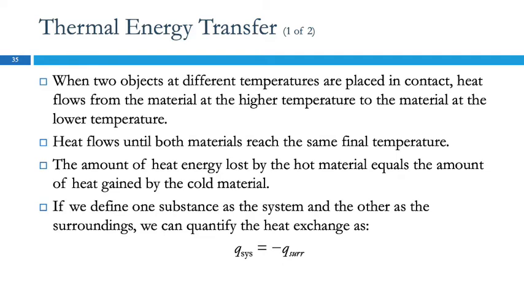Okay, so if we have two objects at different temperatures and they're touching each other, heat will flow from the hotter one to the colder one, right? Until they reach the same final temperature. The amount of heat lost by the hot material is the amount of heat gained by the cold material. So we can define one of those things as the system and the others as the surroundings. And so we can say that Q for the system, whether it's positive or negative, is equal to -1 times Q for the surroundings. If you took absolute magnitude, they're the same number. The negative sign just tells us which one's losing and which one's gaining.